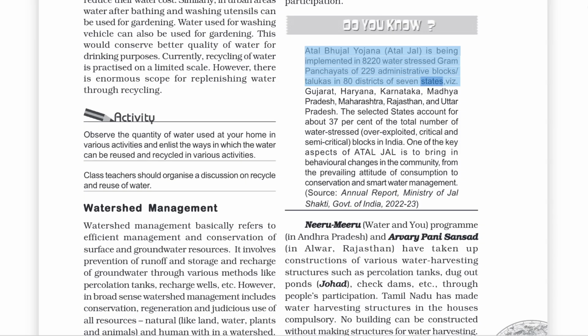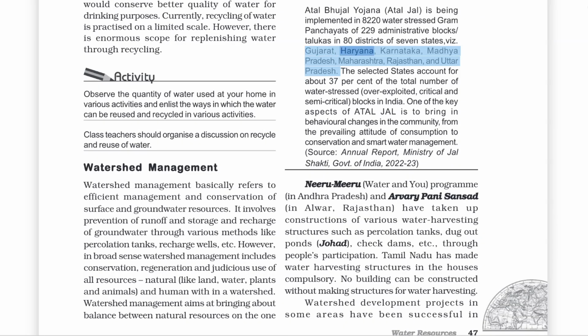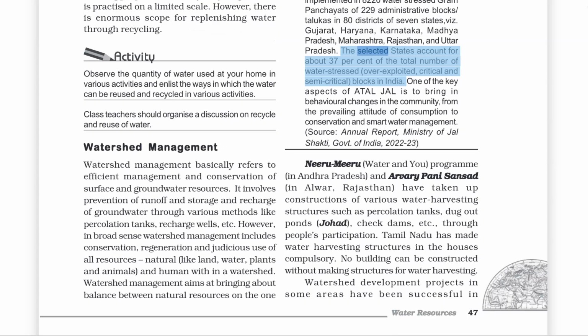80 districts of 7 states, viz. Gujarat, Haryana, Karnataka, Madhya Pradesh, Maharashtra, Rajasthan, and Uttar Pradesh. The selected states account for about 37% of the total number of water-stressed, overexploited, critical, and semi-critical blocks in India.